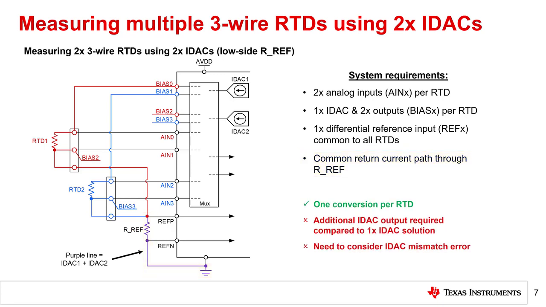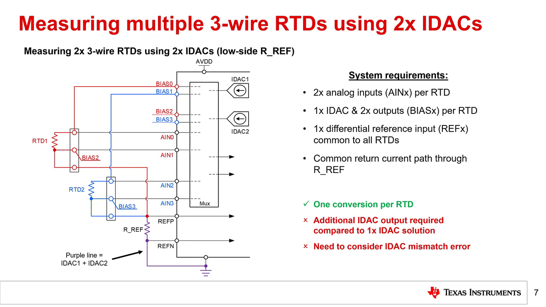The main benefit of this system is that it only requires one measurement per RTD, reducing the measurement time compared to a 3-wire RTD system using one IDAC. The main challenge with this system is that it requires 2 IDAC outputs per RTD, and therefore requires more ADC pins compared to a 3-wire RTD system using one IDAC. 2 IDACs also require consideration of IDAC mismatch error.